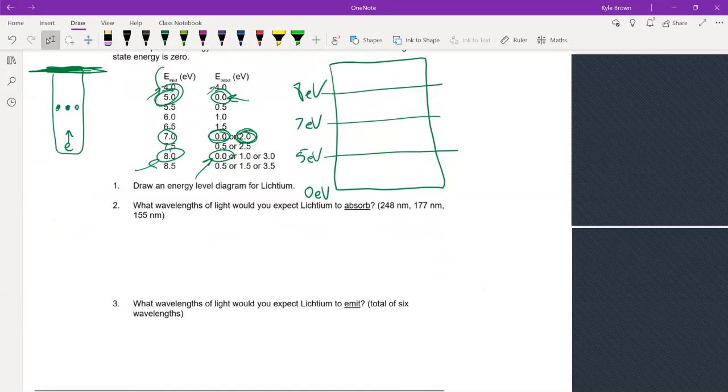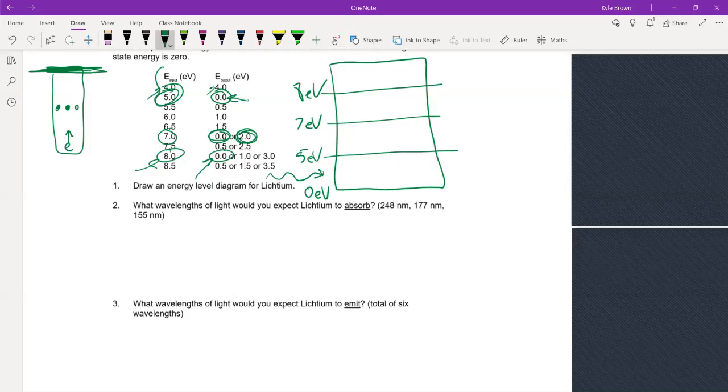Okay, number 2. What wavelengths of light would you expect lithium to absorb? All right, so that's the light coming in. Remember, the light coming in has to be an exact match, right? If we're talking about photons, it has to be a certain energy to absorb it. So we have an equation for this.